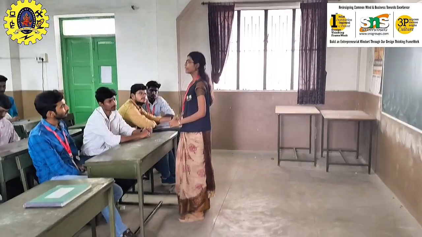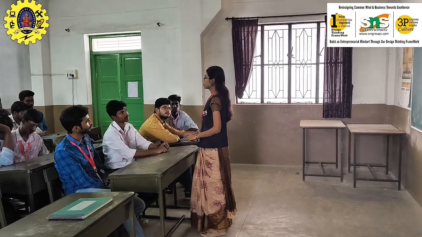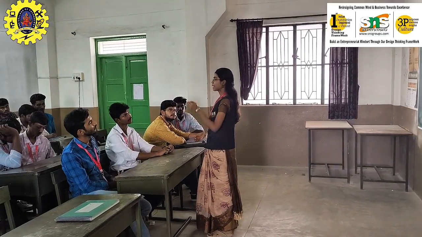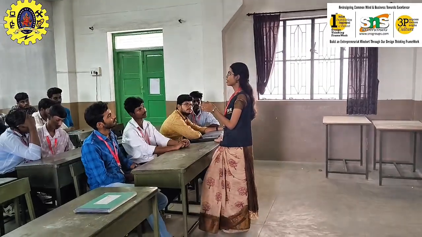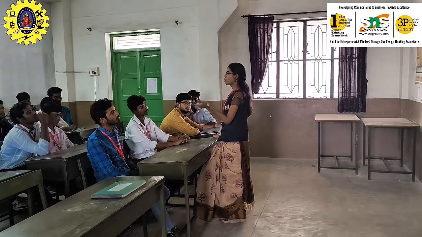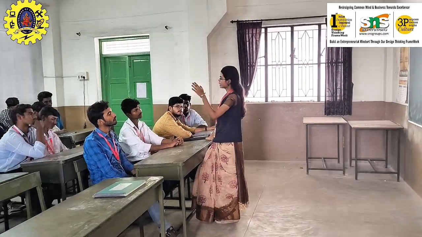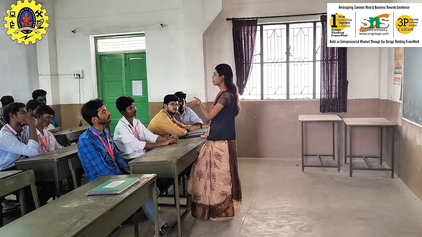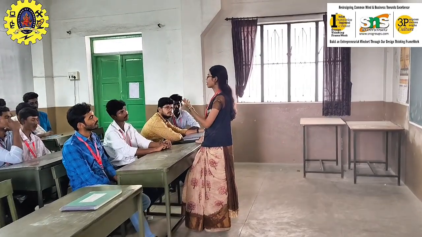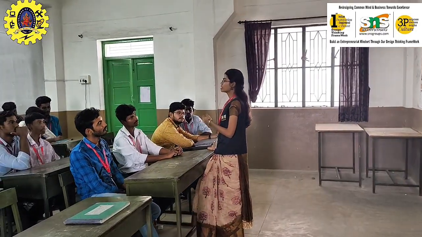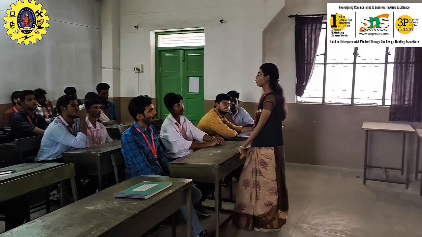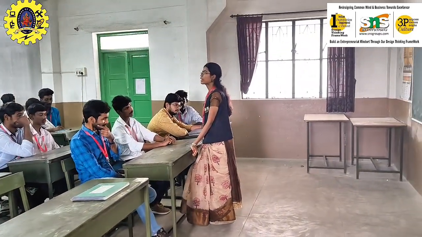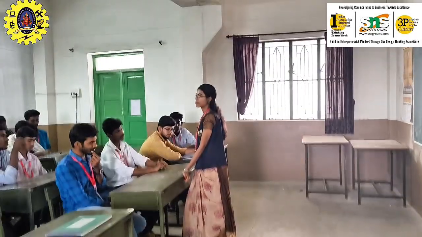Everyone knows about their blood type, right? So what are all the major blood types? Positive and negative type bloods are there. A positive, B positive, O positive, AB positive, and then the negative ones: A negative, B negative, O negative, AB negative. So which is the rarest type of blood? AB negative is the rarest type of blood.